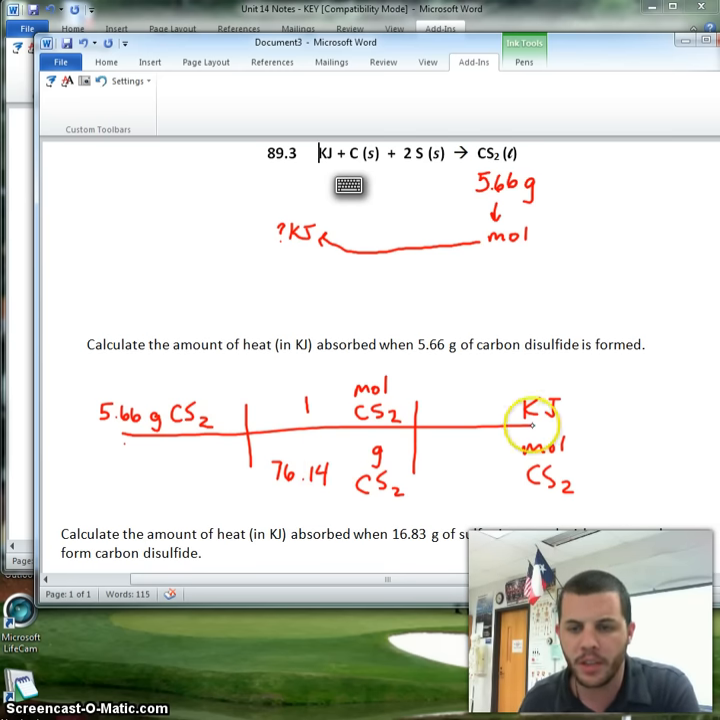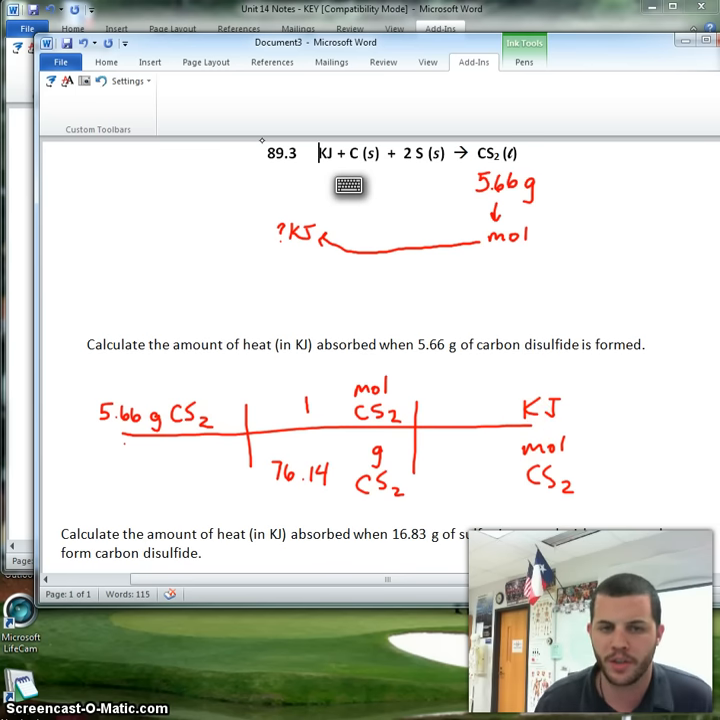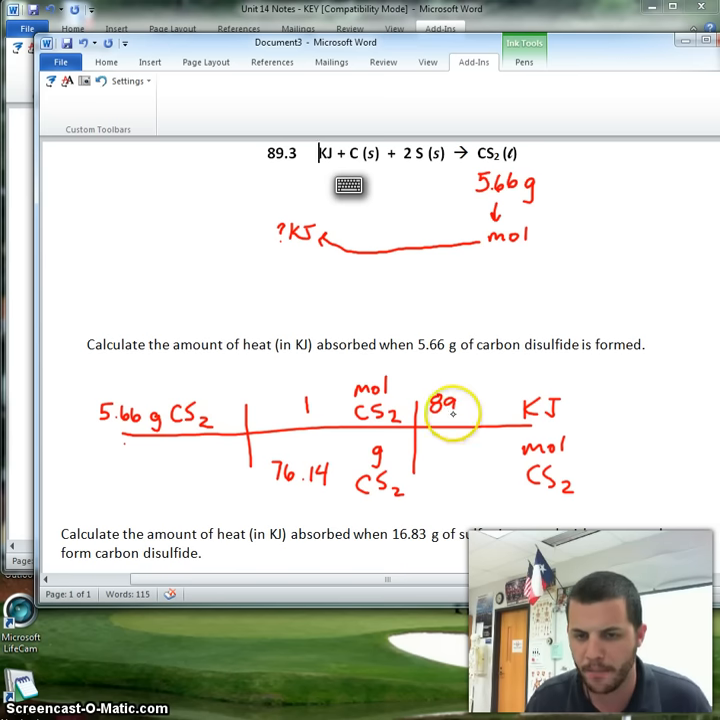This is where the difference comes in. When I'm relating kilojoules to moles, I'm going to put the number of kilojoules that I have, which in this case is just 89.3. So I'm going to put 89.3 right here. But for the moles of CS2, I have to go back and look at the coefficients. The coefficient I have in front of CS2 is assumed to be 1, so that's just going to be a 1 right there.